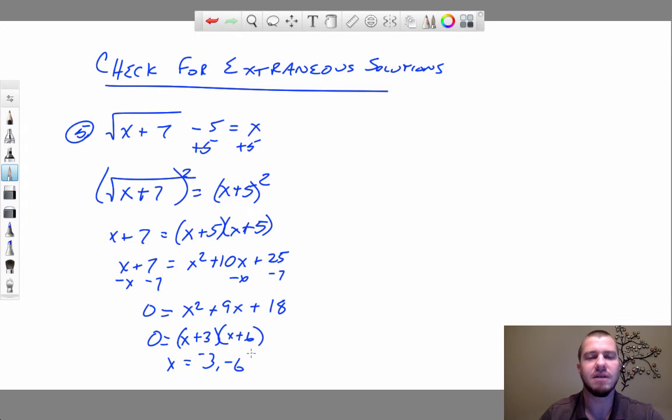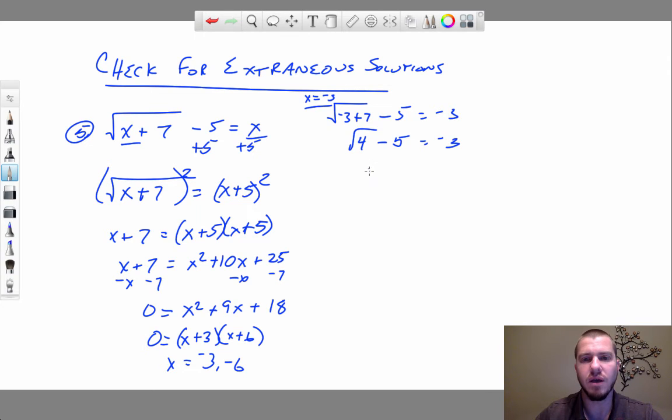and -6. So when I'm plugging them back into my original equation here, I have the square root of -3 plus 7 minus 5 is equal to -3. I got to plug the -3 in for both x values. I'm checking negative 3 here. And when I simplify it, square root of 4 minus 5 is equal to negative 3. 2 minus 5 is equal to negative 3, which works.